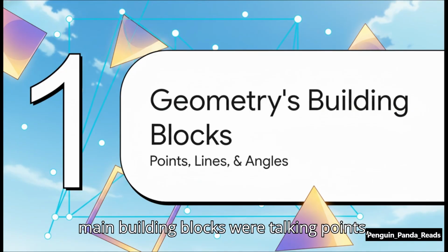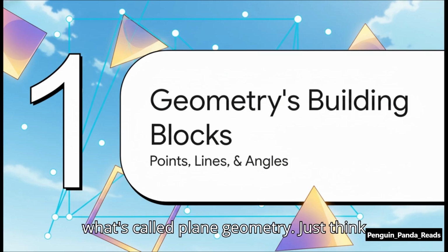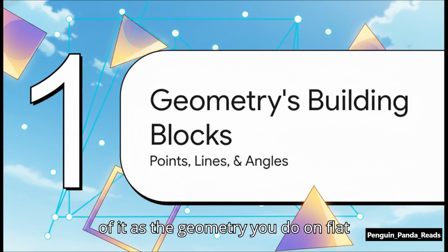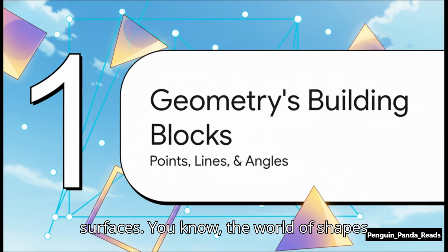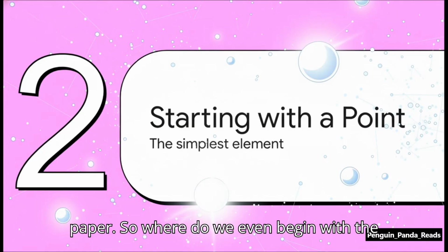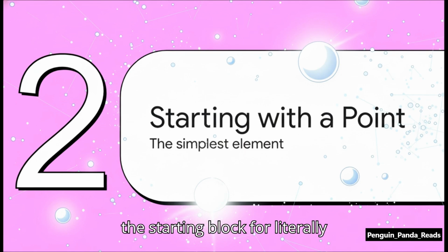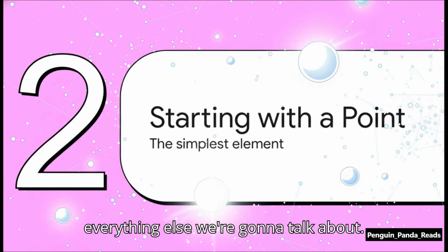Our three main building blocks, we're talking points, lines, and angles. They're the bedrock of what's called plane geometry. Just think of it as the geometry you do on flat surfaces, the world of shapes you can actually draw on a piece of paper. So where do we even begin? With the absolute simplest element you can possibly imagine, a single point. This is the starting block for literally everything else we're going to talk about.